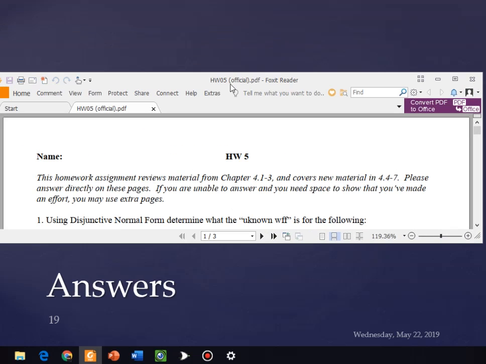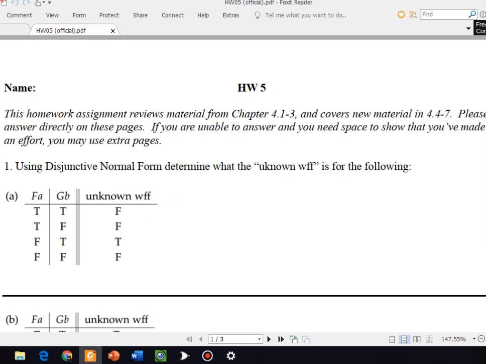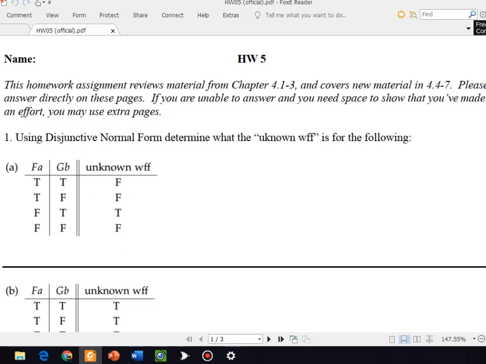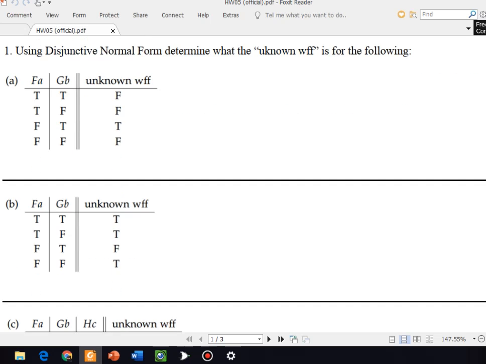Now I'll go over some of this stuff in the next lecture, but here's homework 5, and you will have to use disjunctive normal form to determine what the unknown formula is. All right, so in this case, you're going to figure out what it is, and hey, if you only have one true there, you can do the same. You can do the little trick where you identify the falsehood in normal form.